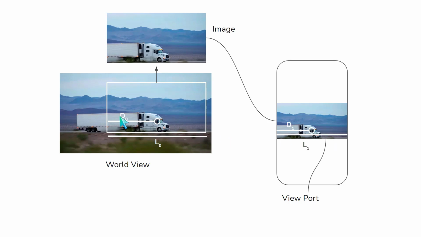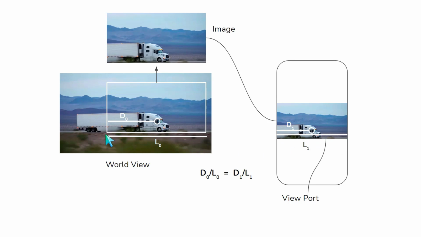Let us suppose the distance from this point to this mirror is d0 in the x direction, and the distance in the viewport is d1, and the total length of this rectangle is L0, and the total length of this viewport is L1. As we know, their ratio will be the same, so we can say that d0 by L0, this length divided by this length, will be exactly the same as d1 by L1.